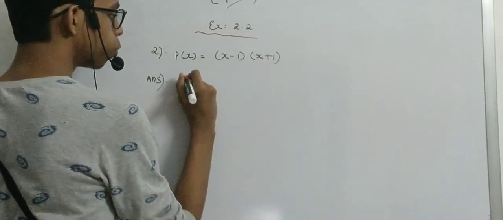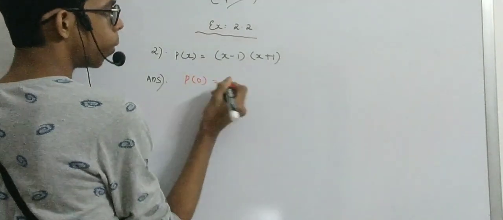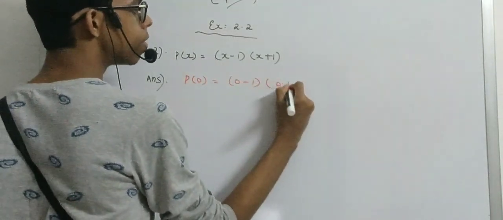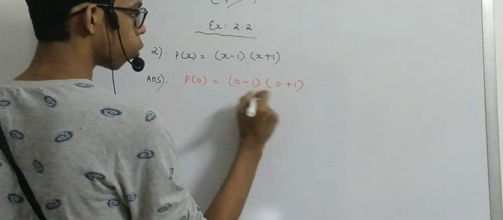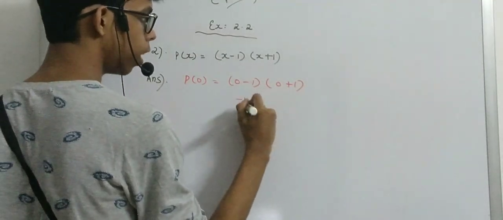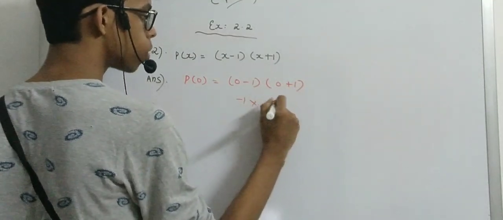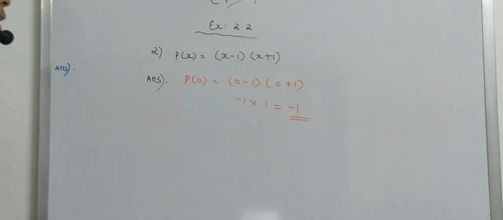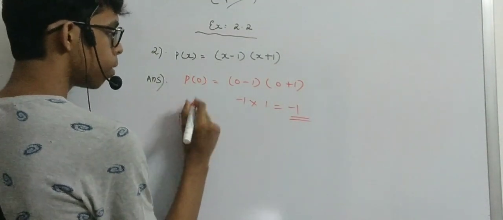First of all, we have to find p of 0. P of 0 means 0 minus 1 into 0 plus 1. So 0 minus 1 means minus 1, into 0 plus 1 means 1. So I will get the answer as minus 1. So this is the answer at 0.